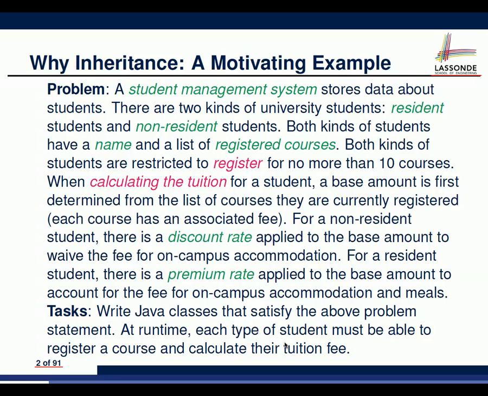We'll get there. So we're going to have resident students, we're going to have non-resident students, and also they should be able to register a course. That can be a mutator.